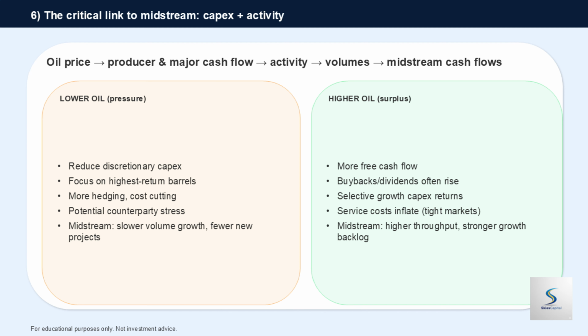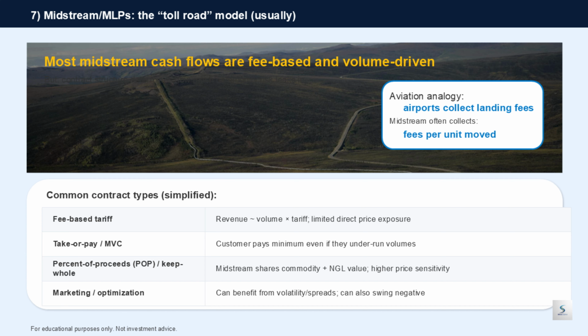Midstream generally doesn't change overnight. Higher sustained oil prices often lead to higher drilling and completions, and later higher production. Lower sustained prices usually slow activity and can flatten or reduce volumes in certain basins. Midstreams are often described as toll roads. They earn fees based on revenue per barrel or per MMBtu moved, stored, and processed. So they are not supposed to be living and dying on daily oil price movements.